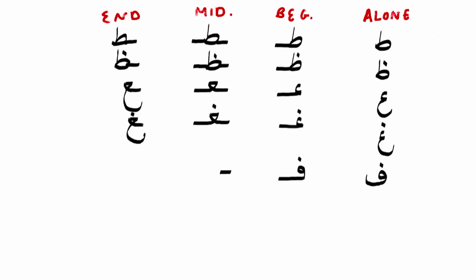In the middle, you just draw the connecting line to connect to whatever's before it. Then you just draw the fa again, and you keep the line straight. So we will draw the fa again now. And you keep the connecting line straight, and of course the one dot on the top. And when fa is at the end, once again it will have the connecting line. Then we will draw the fa again as it is in its alone form.